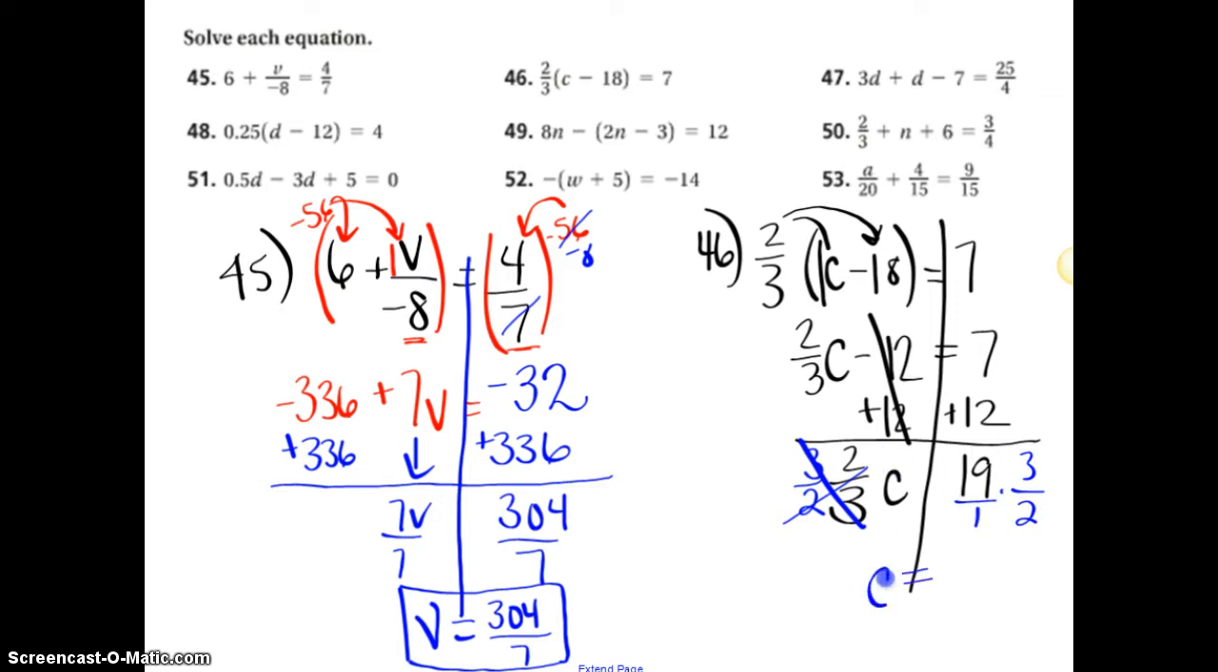So C equals 19 times 3. Well, 20 times 3 is 60, so 19 times 3 must be 57 halves. And you can leave it. Now, if you wanted to divide that out, pretty sure it's 28.5, but this is good enough.